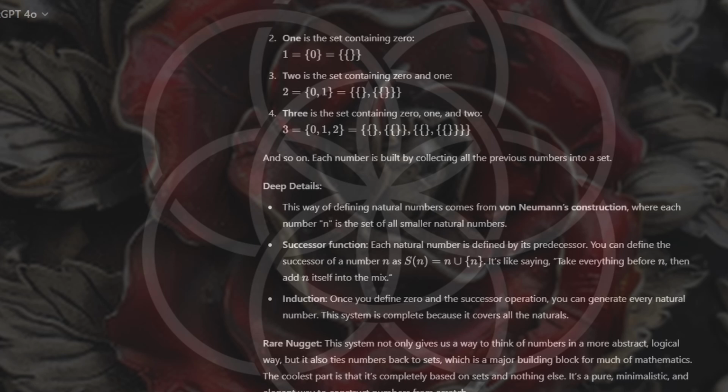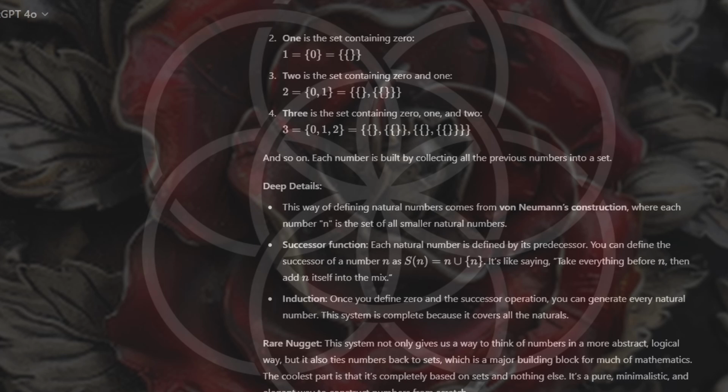Here's the lowdown. 1. 0 is the empty set, {}. 2. 1 is the set containing 0, 1 = {0}. 3. 2 is the set containing 0 and 1, 2 = {0, 1}. 4. 3 is the set containing 0, 1, and 2, 3 = {0, 1, 2}, and so on. Each number is built by collecting all the previous numbers into a set.